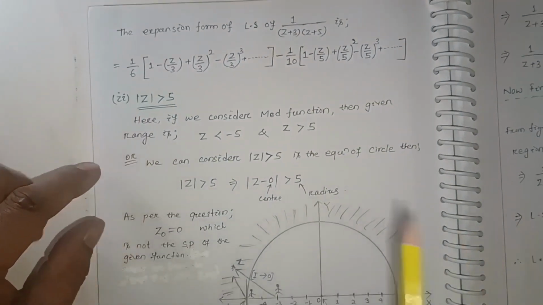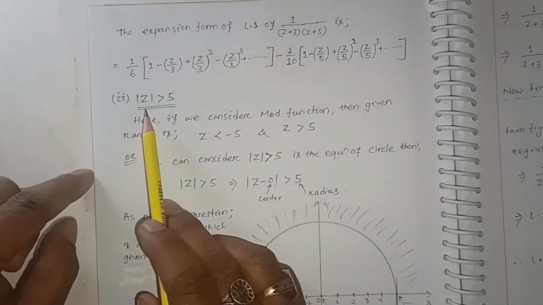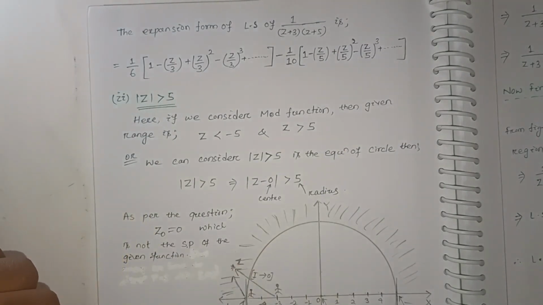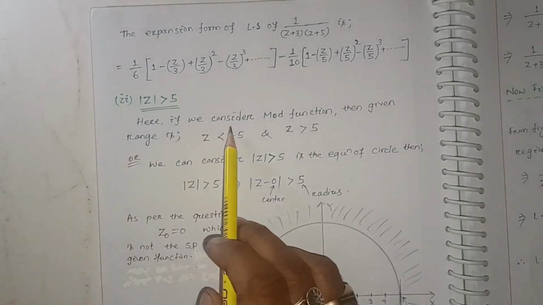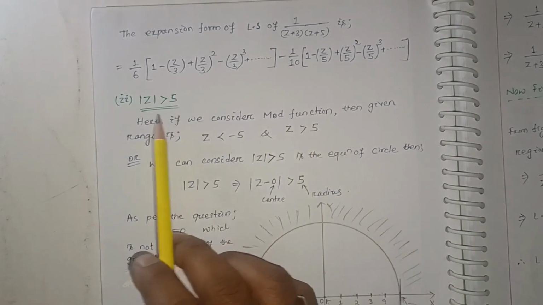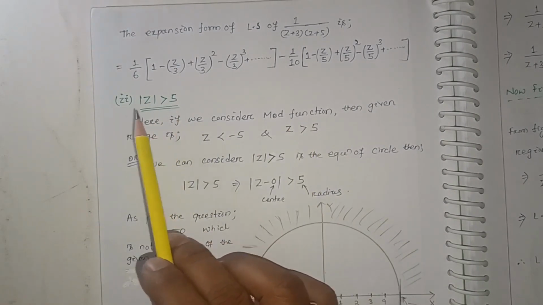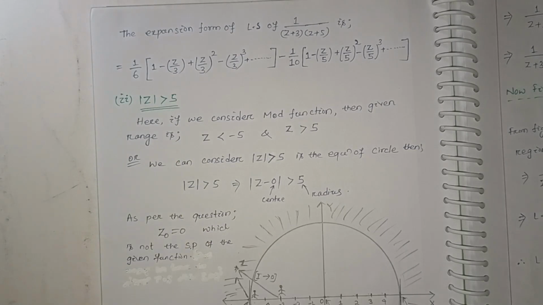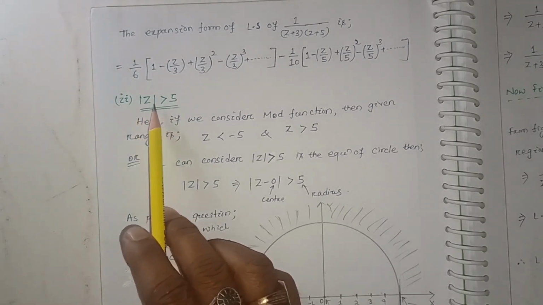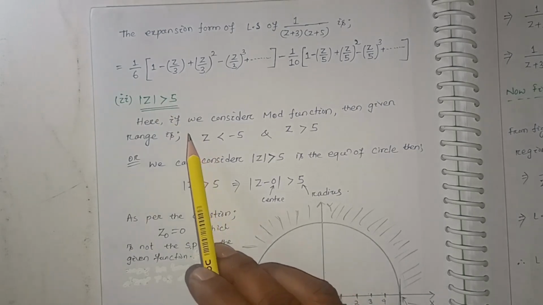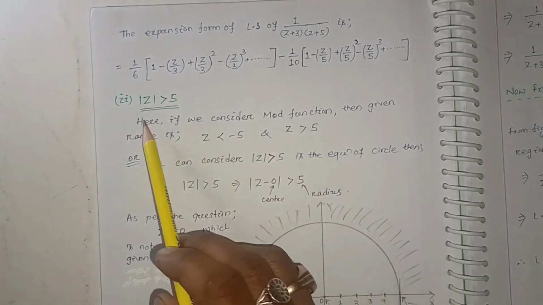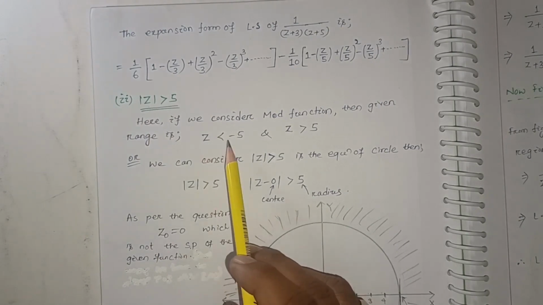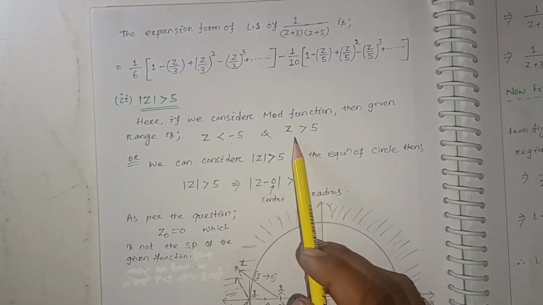Okay. Now we are going to go for the next region, that is mod z greater than 5. Here we consider the mod function first. First we have to find out the region in which exactly we are going to find the Laurent series of the given function. Mathematically it has been given that mod z is greater than 5. So what is the meaning of mod z greater than 5? It means z less than minus 5 and z greater than 5.